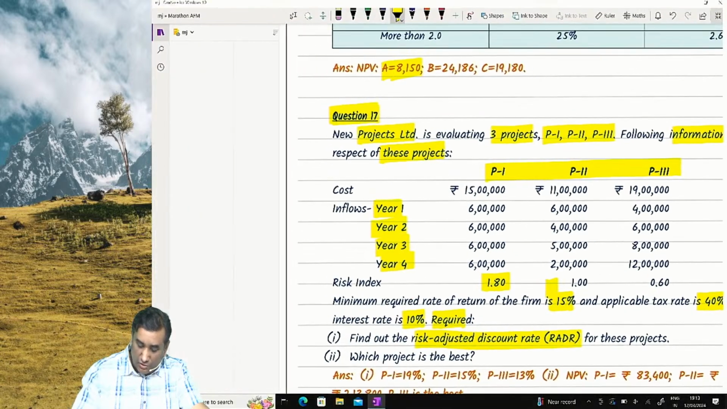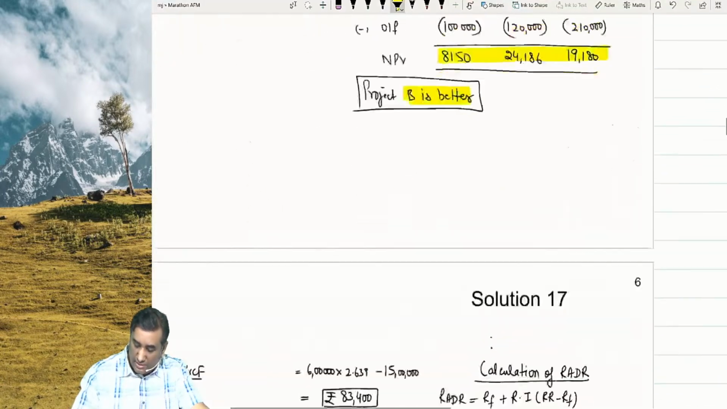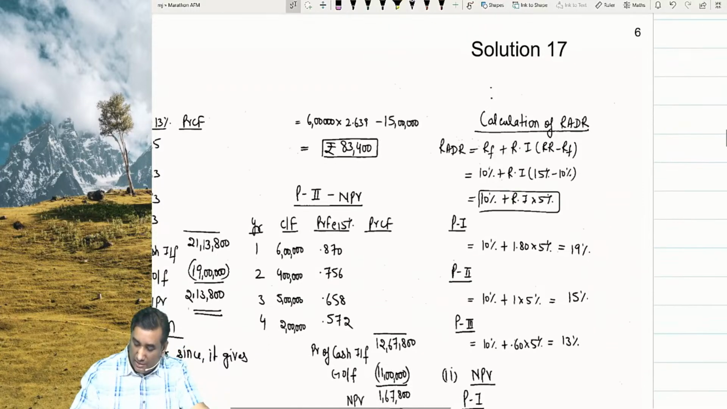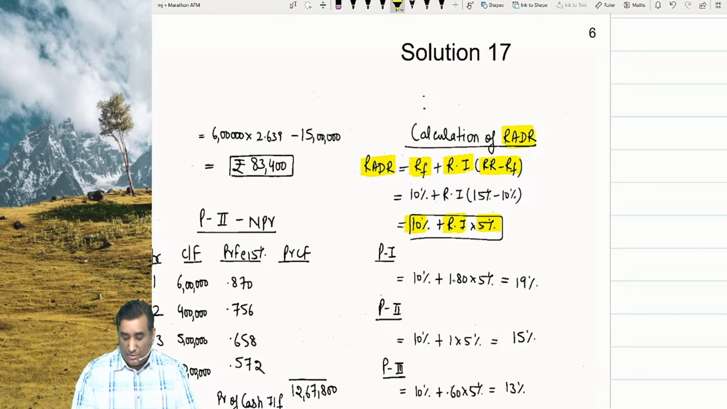So the way of calculation of RADR, this formula would be as good as CAPM. When we calculate RADR, it is RF plus risk index into required return minus RF. This gives me 10 percentage plus risk index into 5 percentage. If the risk index is 1.8, discounting rate is 19. Higher the beta, the way you read beta, higher the risk. So this is exactly the same thing which comes out.